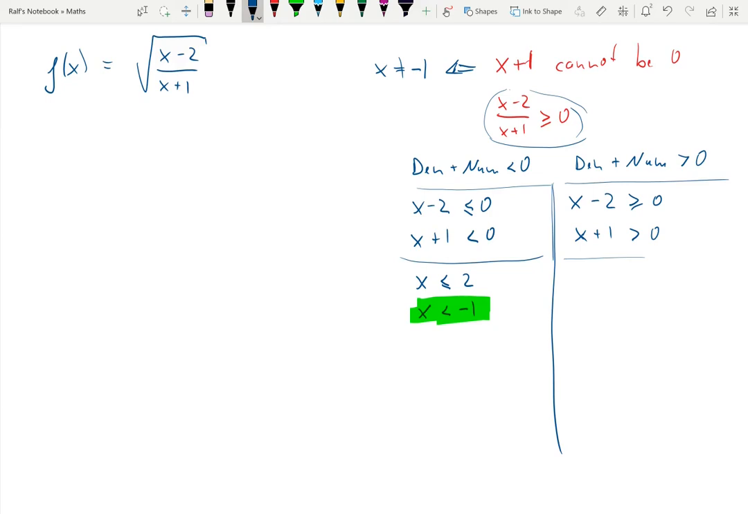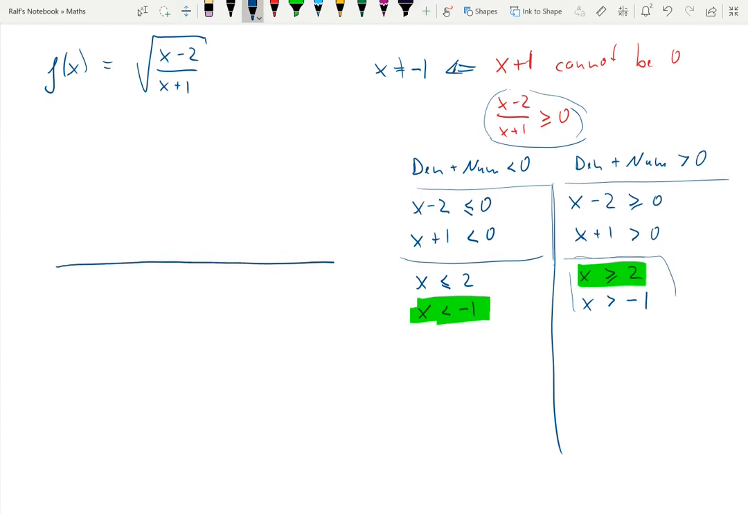So again, we will isolate the x's. So we bring the negative 2 to the other side, and here we bring the plus 1 to the other side. Okay, so for this to be the case, these two conditions have to be true. x is larger or equal to 2, and x is larger than negative 1. So which one is dominating here? It's this one, because if x is larger or equal to 2, then x will automatically also be larger than negative 1. So we have now identified what the domain of our function actually is.